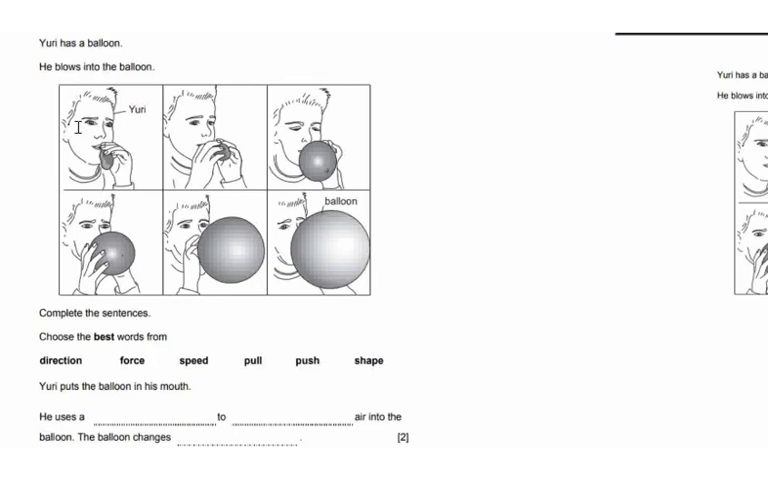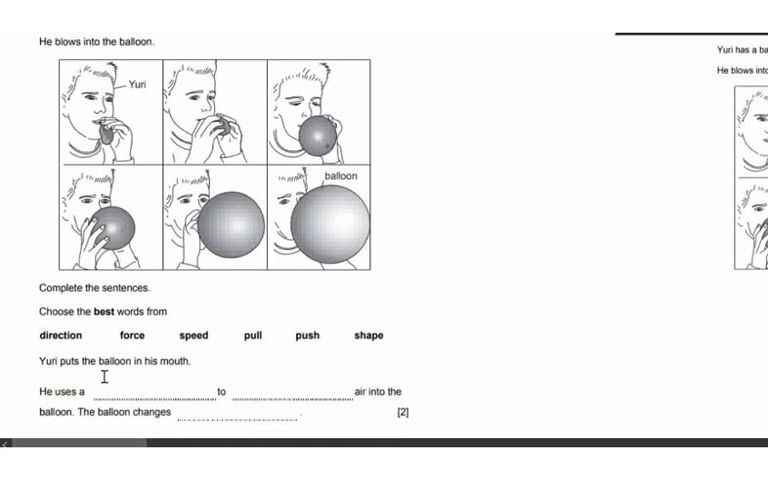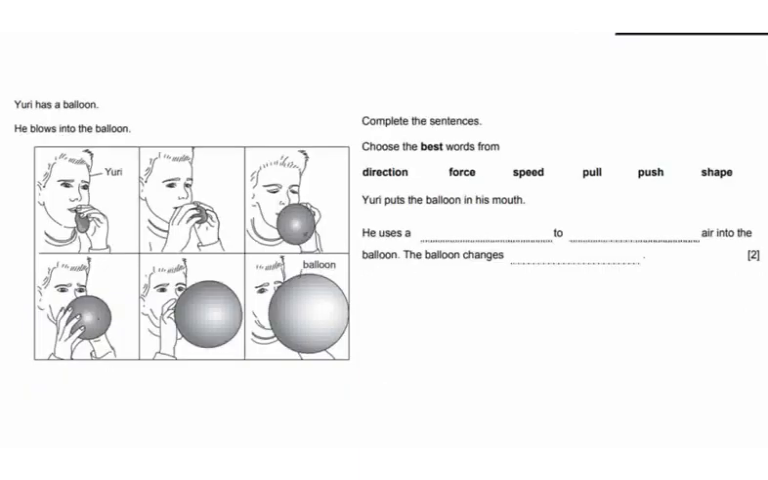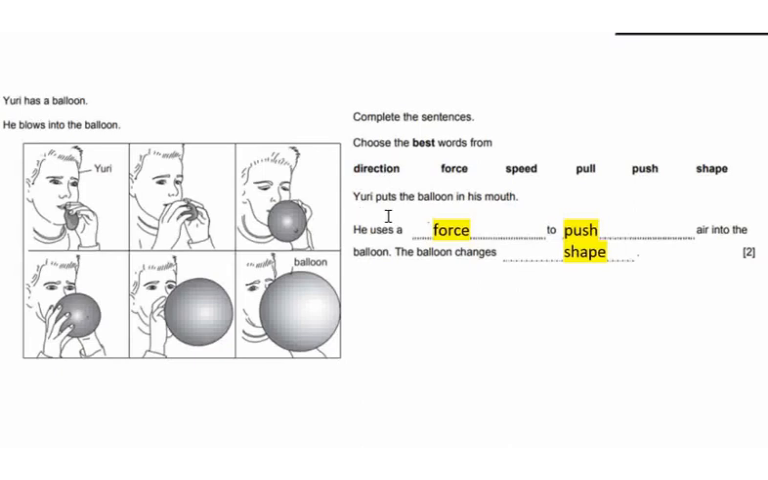Next question. Yuri has a balloon. He blows into the balloon. Complete the sentences. Choose the best words from direction, force, speed, pull, push, shape. Yuri puts the balloon in his mouth. He uses a blank to blank air into the balloon. The balloon changes blank. Well, the answer is he uses a force to push air into the balloon. The balloon changes shape.